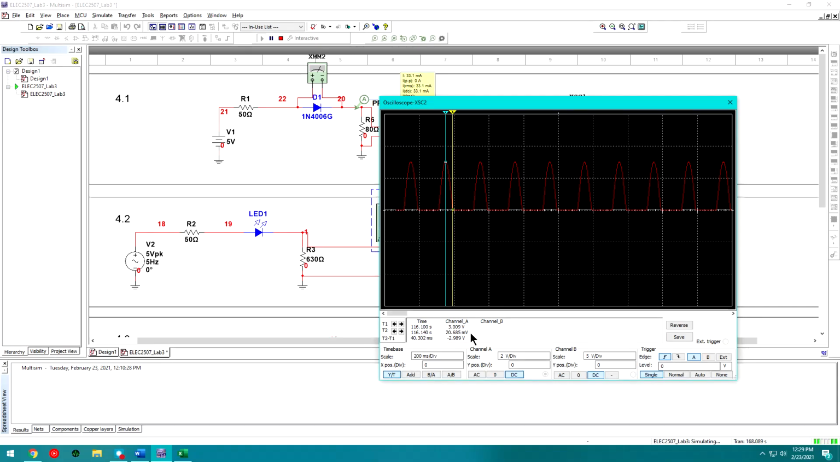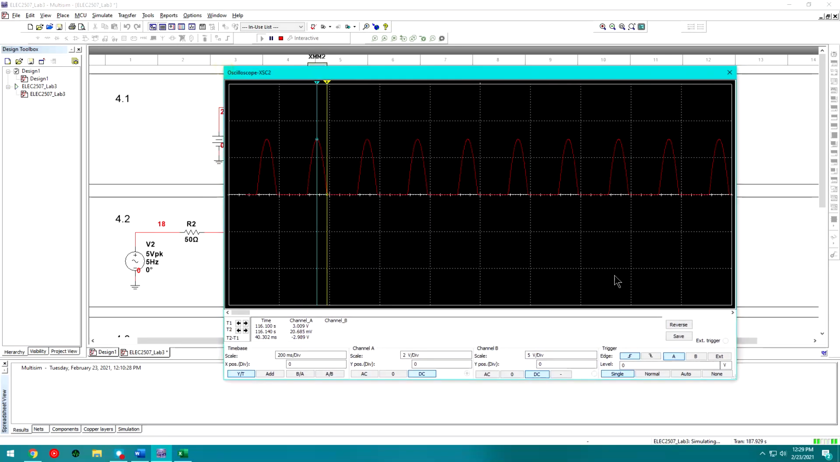So 5 minus 1.1 to 1.2 gives me approximately 2.9. So we're in the right ballpark. And you can go ahead and take a screenshot of that for your report. Make sure it's nice and blown up so you can get a nice, good picture.